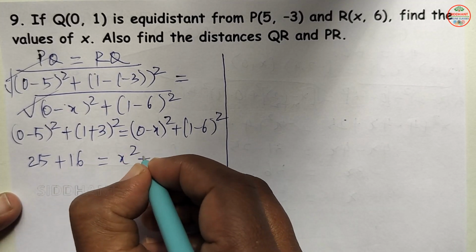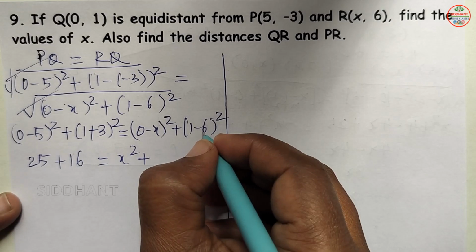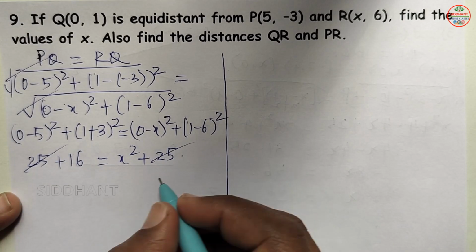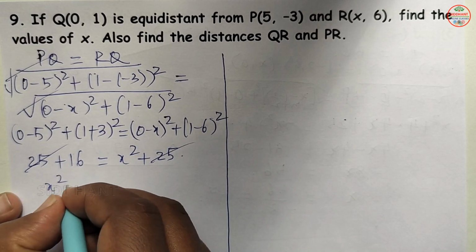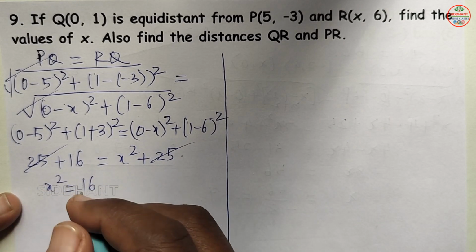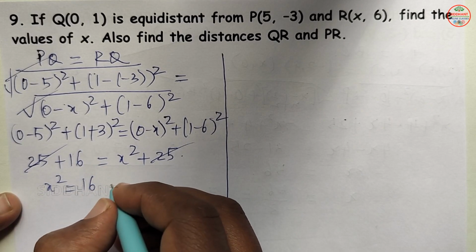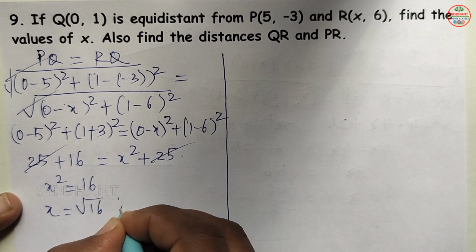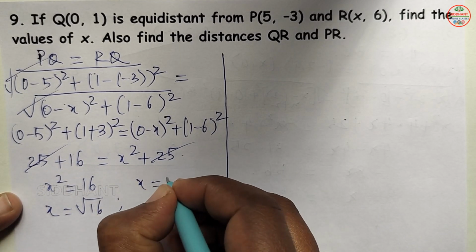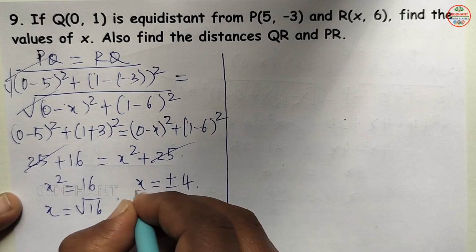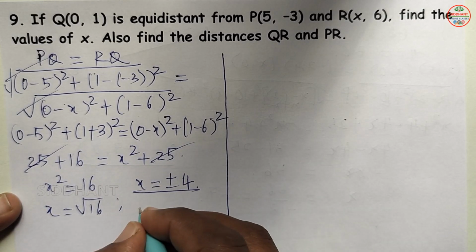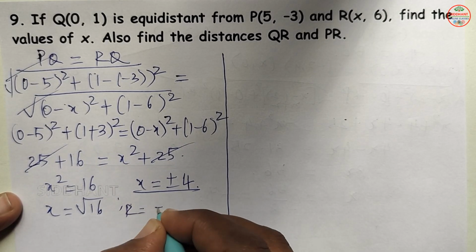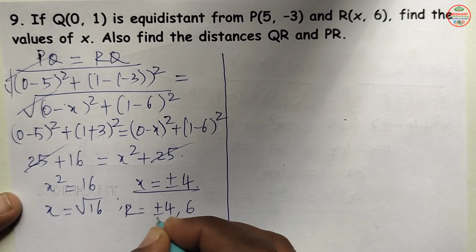x square, and here 1 minus 6, minus 5 square will be 25. Here 25 cancels, then x square will be 16. So x will be the square root of 16, which is x equal to plus or minus 4. So the point R will be plus or minus 4 comma 6.